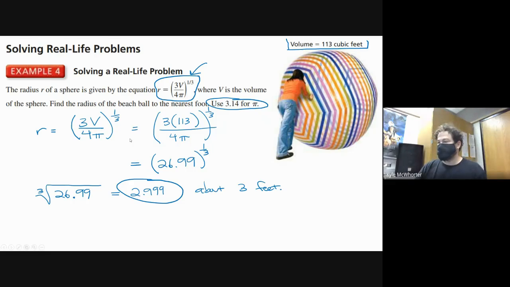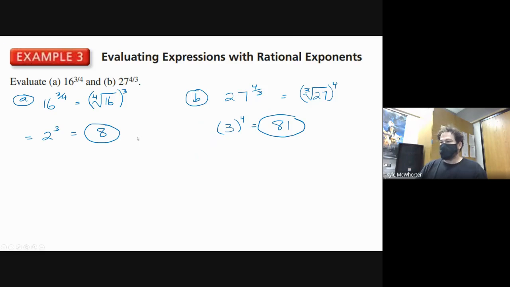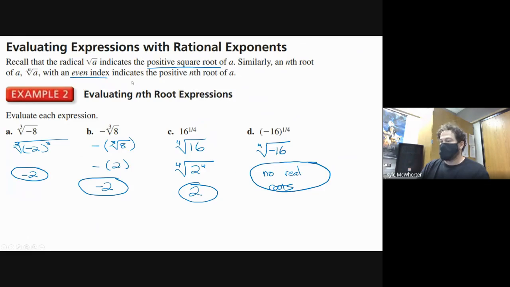Okay. So we looked at fraction exponents. The denominator is the root. The numerator is the power you raise that root to. And we looked at roots. If it's an odd numbered root, you only get one answer, and it matches the sign of whatever's under the radical. For even numbered roots, you can only do even numbered roots of positive numbers.